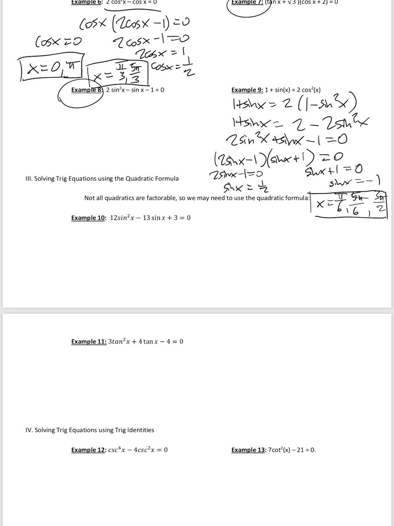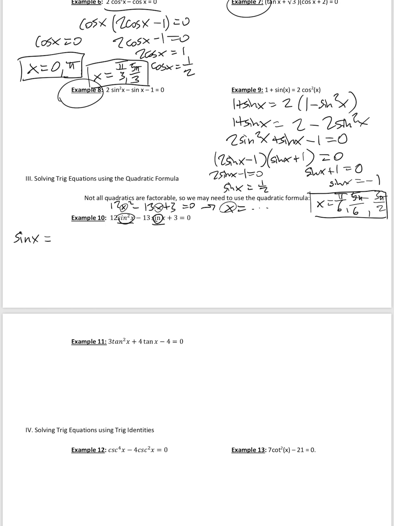Usually the quadratic formula solves for x, or whatever variable is in the quadratic, x squared, x, or we're solving for a squared or whatever. Here, what's being squared is sine of x. So the quadratic formula is going to solve for the sine of x. If this said 12x squared minus 13x plus 3 equals 0, the quadratic formula would say x equals whatever. But instead of x, I have the sine of x. So I'm solving for the sine of x here.